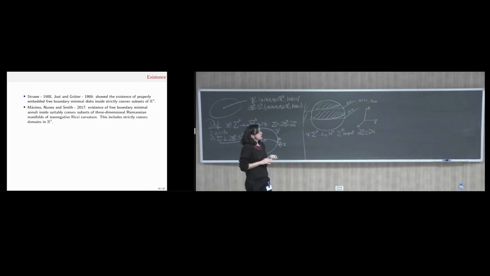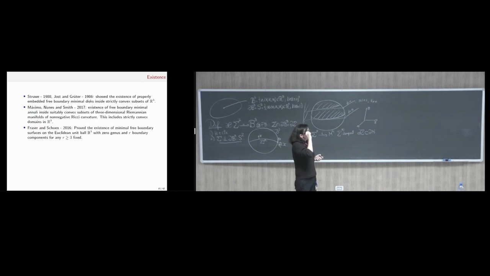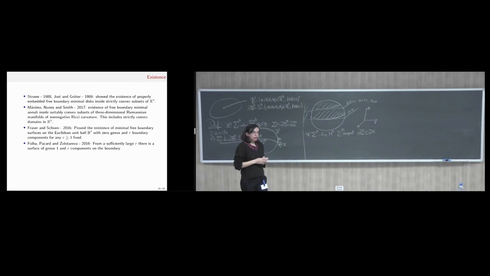This in particular includes the last results. I remember that Fraser and Schoen proved the existence of minimal free boundary surfaces in the Euclidean ball with genus zero and r boundary components, where r is bigger or equal to 3. And I remember that Folha, Pacard, and Zolotareva proved that for sufficiently large r, there is a surface of genus 1 and r components on the boundary.